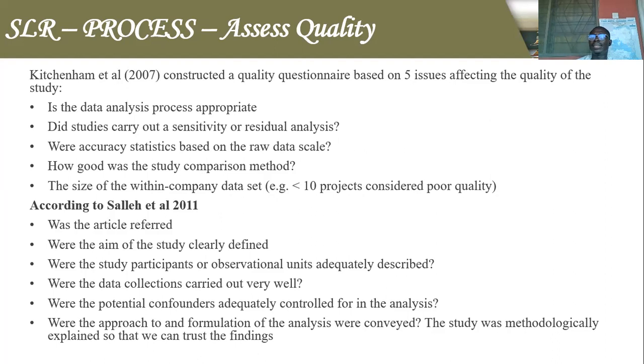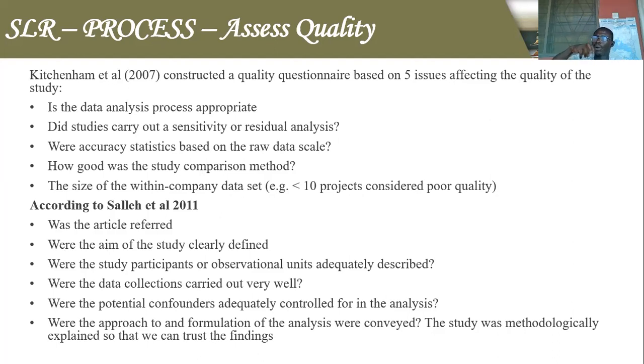And according to Salleh et al. 2011, these are also issues they considered in analyzing the quality of the literature they consulted. Was the article refereed? Here we are talking about reviewed journals or reviewed articles. Was it peer reviewed or not? That's one. Were the aims of the study clearly defined? That's another criterion. Were the study participants or observational units adequately described? How did they even select the participants? Was it described well? They look at that.